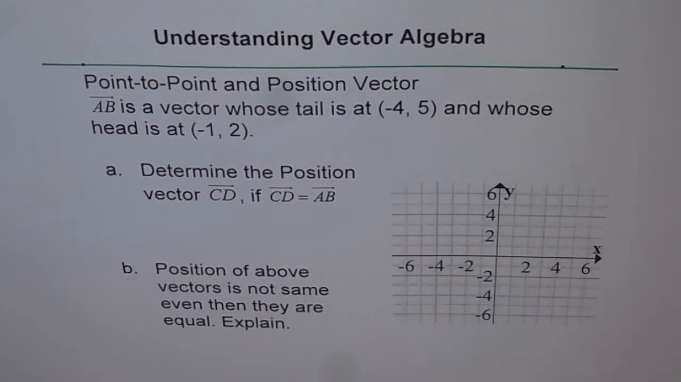The graph on the side is given to you so that you can also draw and get your answer or even explain your answer. I'll appreciate it if you find the position of CD and calculate the coordinates of the head and tail of CD algebraically. Correct? Now this is exactly similar to what we discussed in the previous video. So in case you have difficulty, you can go back to the previous video where we discussed the point to point and position vector relation.